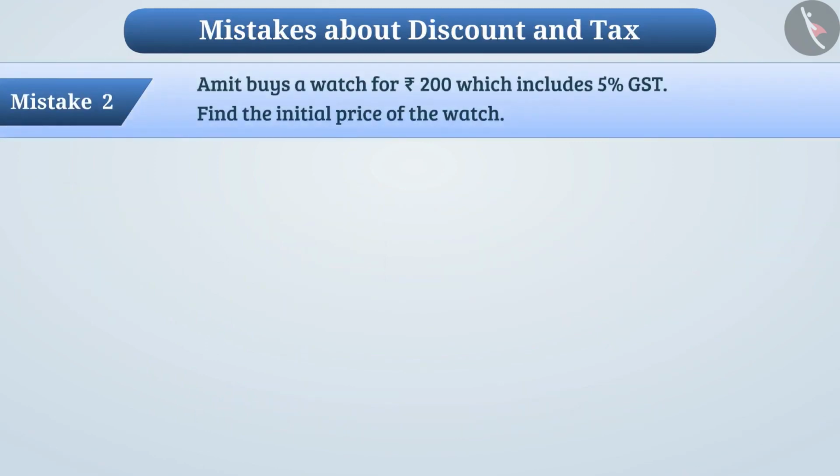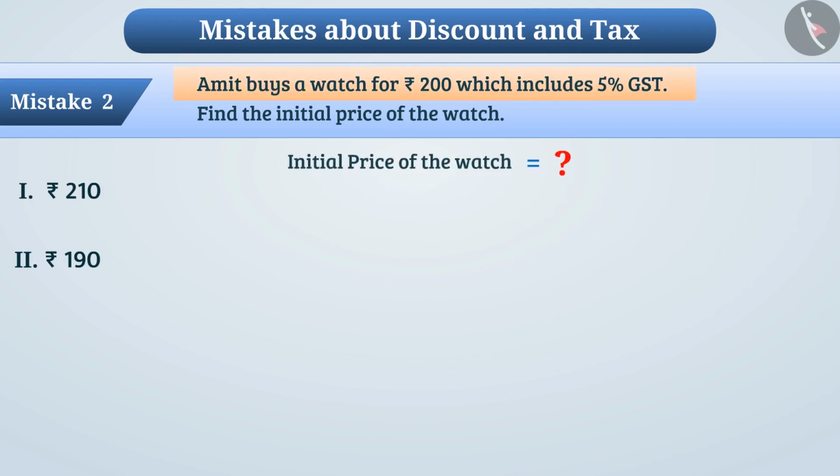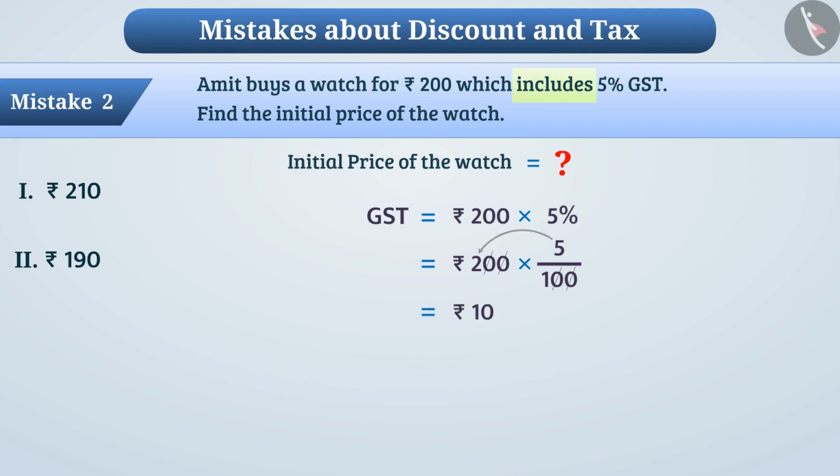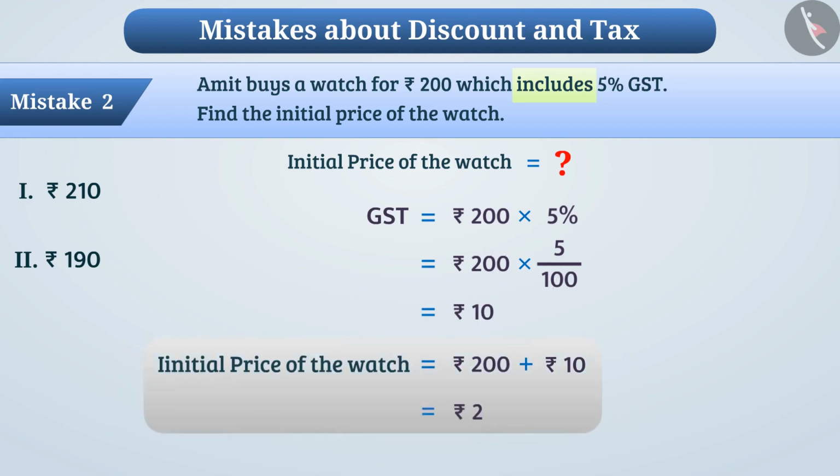Mistake 2. Amit buys a watch for Rs 200 which includes 5% GST. Find the initial price of the watch. Some children ignore the information given in the question, which makes it difficult for them to understand the question. They do not understand why the word includes is used in the question. They do 200 rupees multiplied by 5%, that is 200 multiplied by 5 by 100 to find the initial price, so GST is equal to 10 rupees. They combine it with Rs 200 and get the initial price of the watch as 210 rupees.